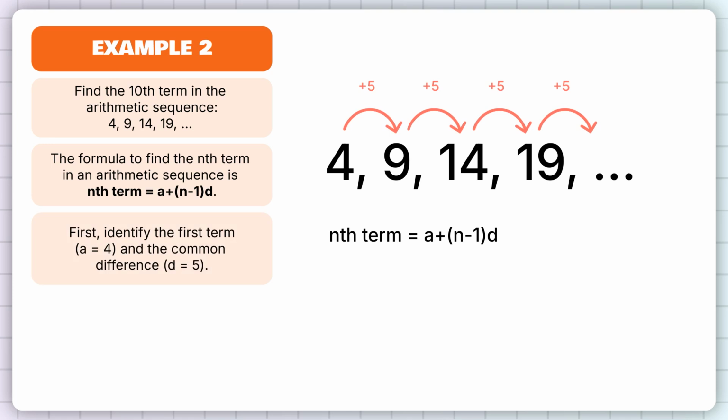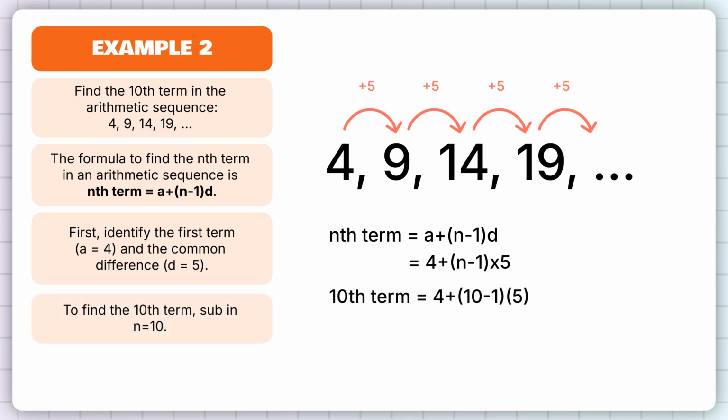Hence, the formula for the nth term of our sequence is that the nth term equals 4 plus n minus 1 times 5. For the 10th term, we sub in n equals 10. This simplifies to 4 plus 9 times 5, which gives us an answer of 49.